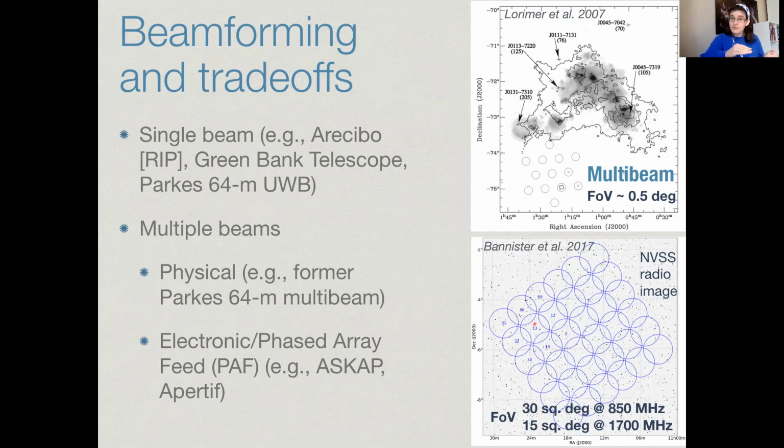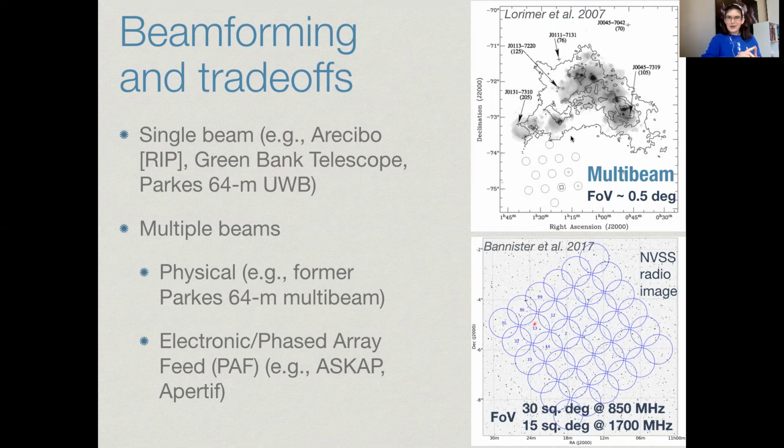We have the physical variety, for instance, the multi-beam receiver that used to be on Parkes, and I'm showing the footprint of that in this top image here. So with this, each beam samples a different region of the dish's focal plane, effectively behaving like 13 single beams. And this results in each seeing a different patch of sky.